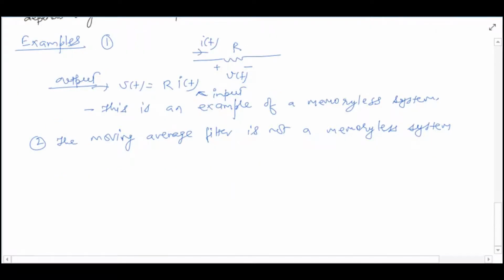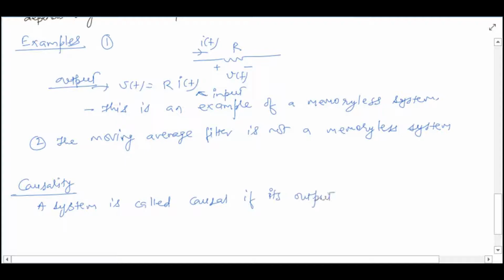Okay. Next we look at another important property called causality. A system is called causal if its output depends only on the input at present and past times, not on future times. A system is called causal if its output at any time depends only on the inputs at present and past times.